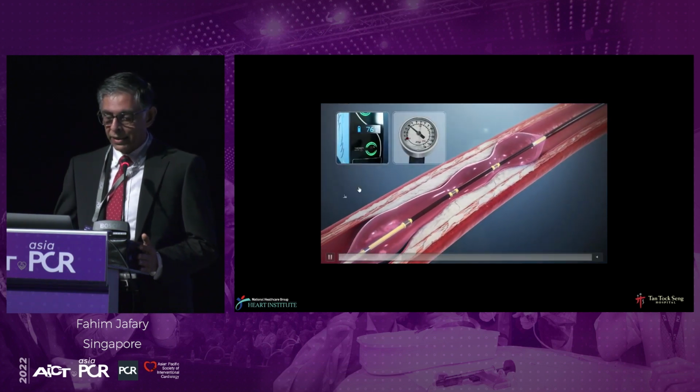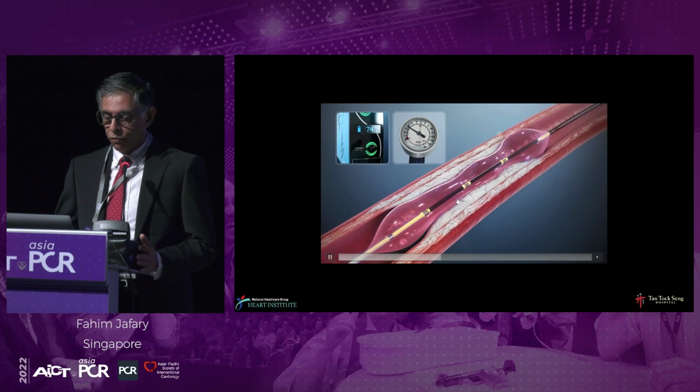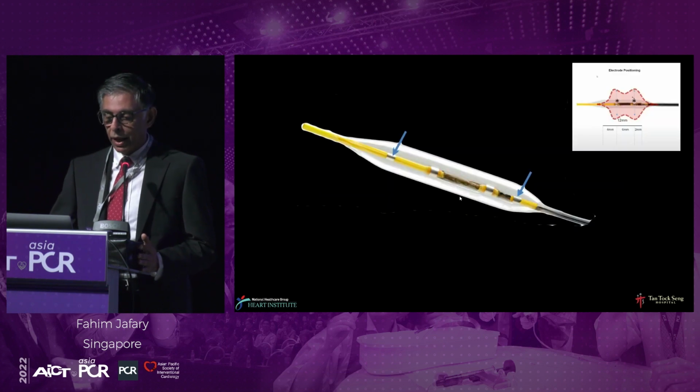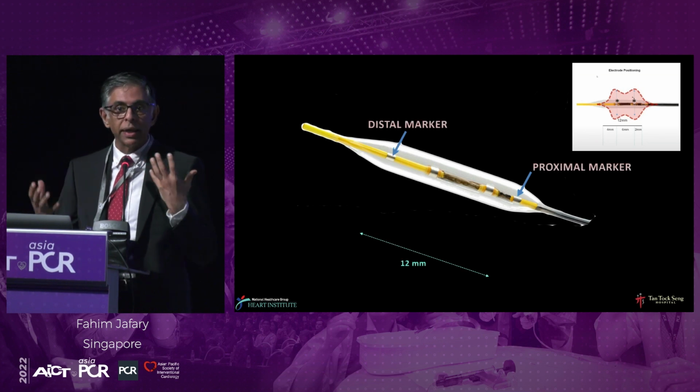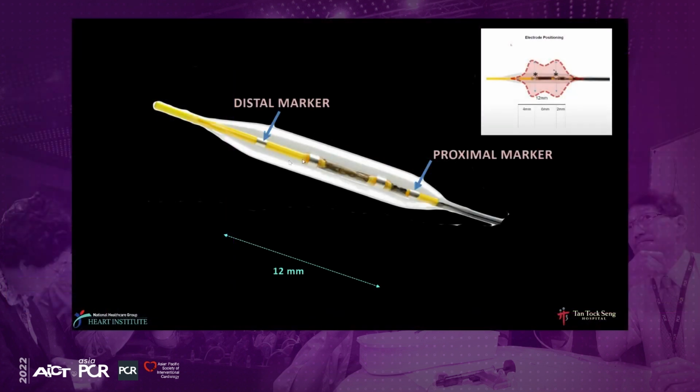In essence, the balloon has these emitters that produce these shock waves that fracture the calcium. And just to look at the anatomy of the balloon briefly, the balloon is basically a 12 millimeter balloon in various sizes, from 2.5 up to 4. And in the center of the balloon, but more off-center, you have these emitters, which essentially emit the electrical pulses.